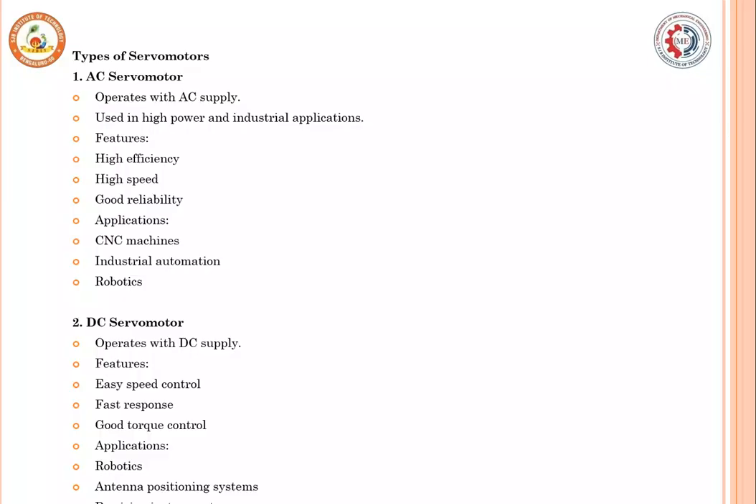Under servo motors, there are AC servo motors and DC servo motors. The AC servo motor operates with an AC supply. It can be used for high power and industrial applications. The features of the AC servo motor are high efficiency, high speed, and good reliability. The applications of servo motors are CNC machines, industrial automation, and robotics.